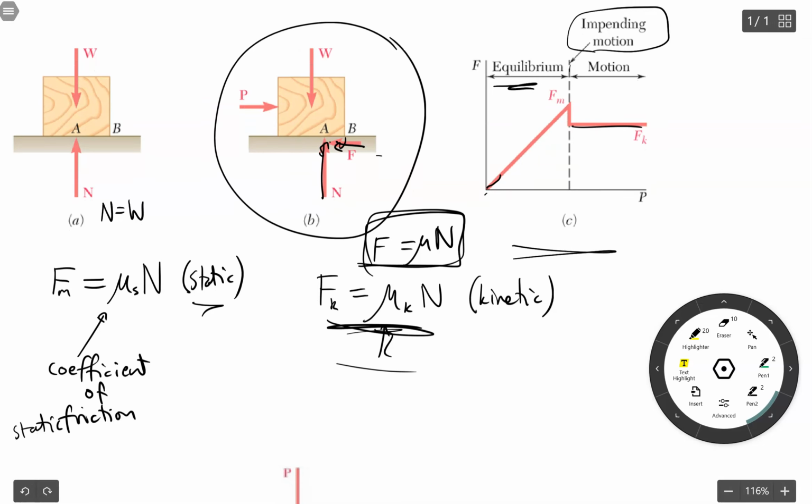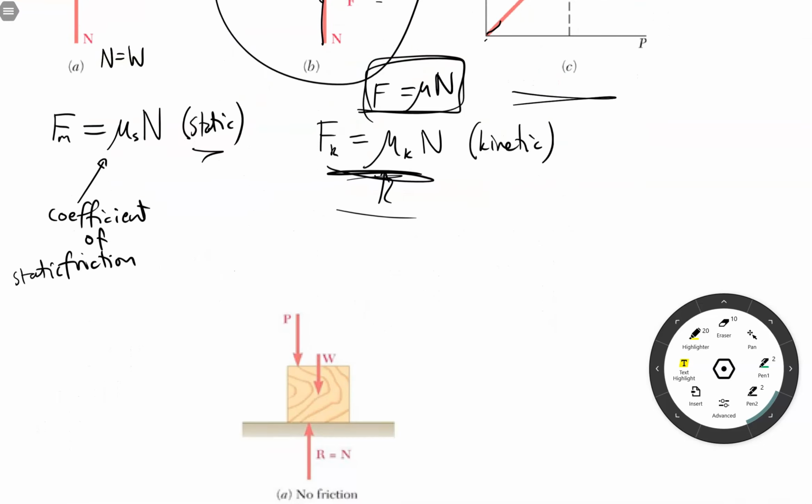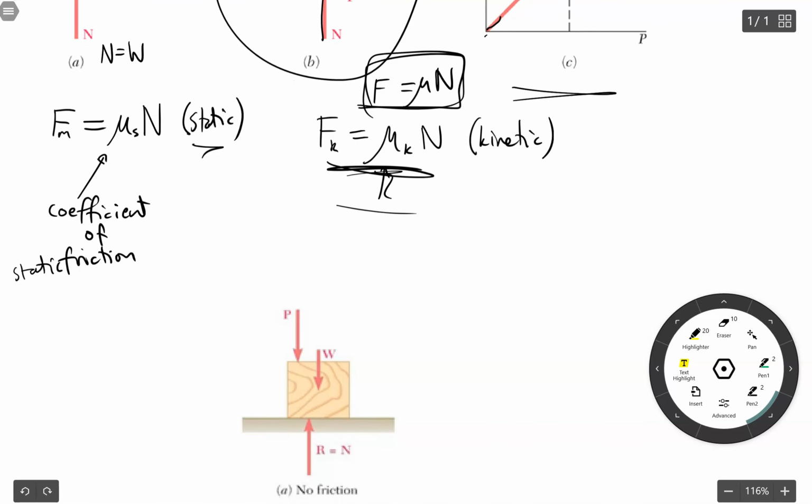If we take a look at this first box right here, we're in a situation where we've got P and W, a force P applied pushing down. There's nothing in the horizontal direction, so there's no motion, so there's going to be no friction. But we're going to have a normal force that's going to oppose P and W, and that's going to be our total reaction there, N.